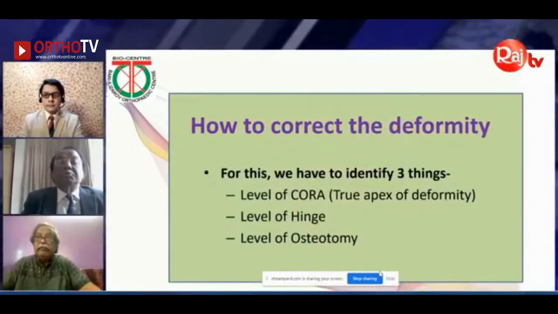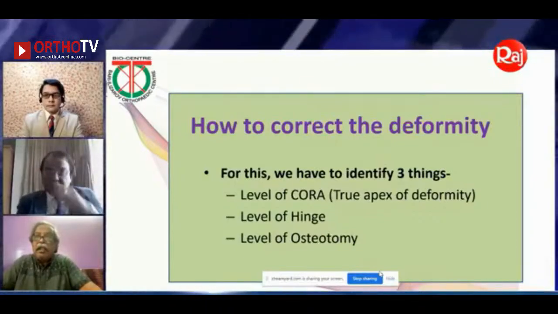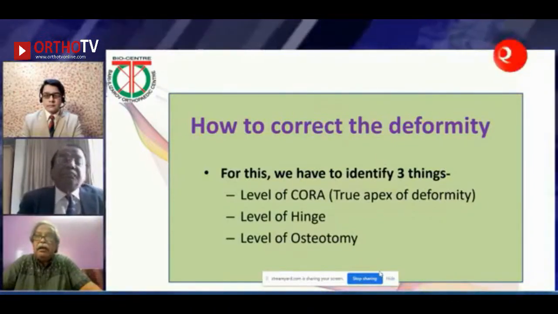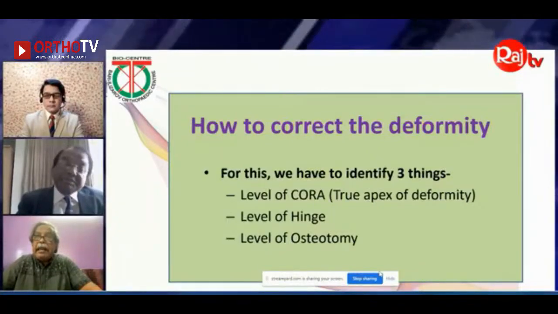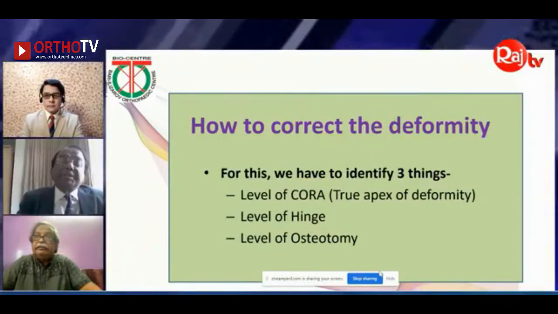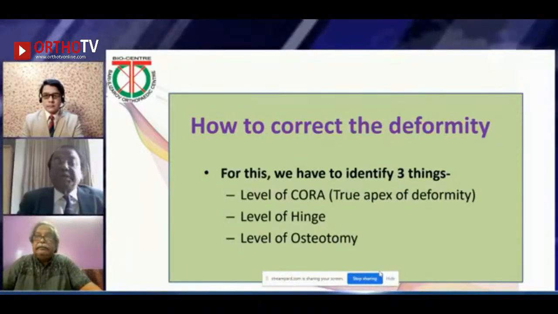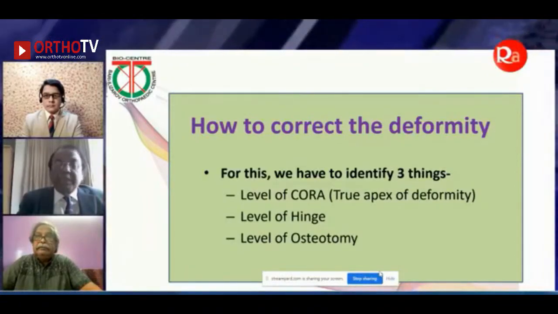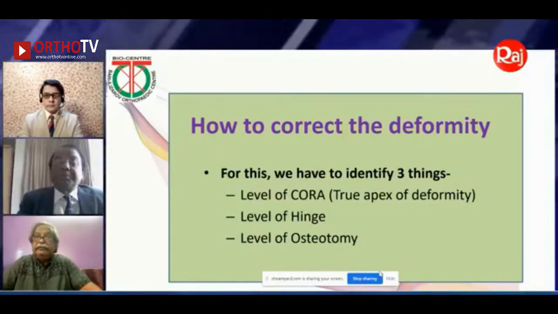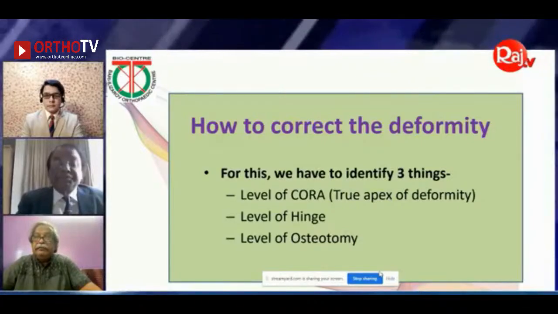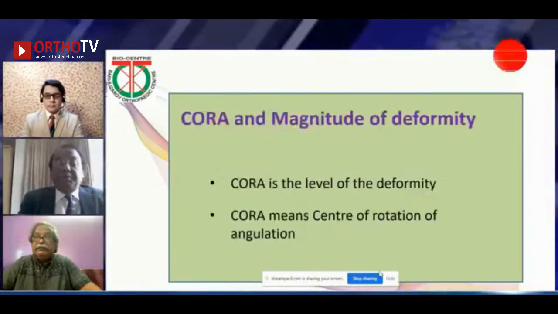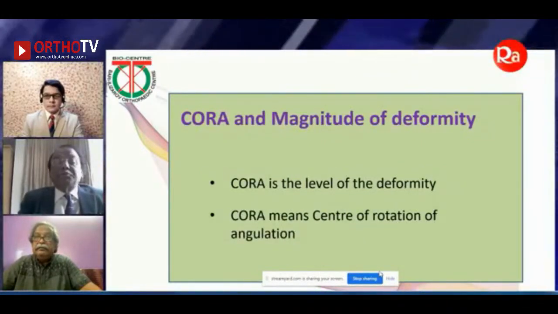So how to correct the deformity? Once you have measured that these are the deformities you are getting in the hip, in the knee, or in the ankle, then you have to decide yourself how you can correct the deformity. For this, we have to identify three things: level of CORA, that is the true axis of the deformity; level of the hinge, where you have to place the hinge; and the level of the osteotomy. And CORA and magnitude of the deformity.